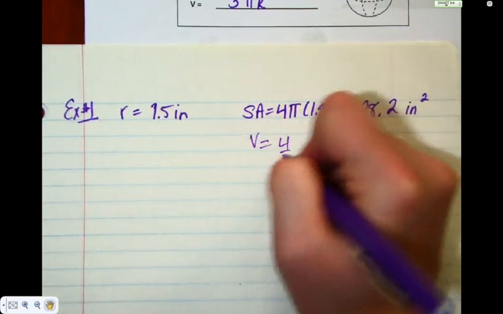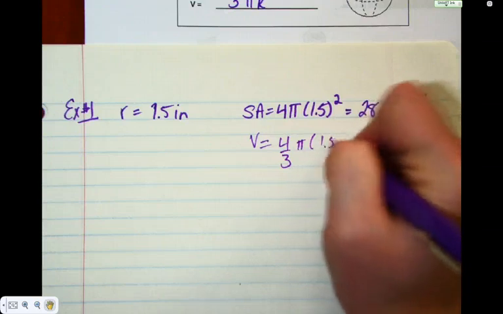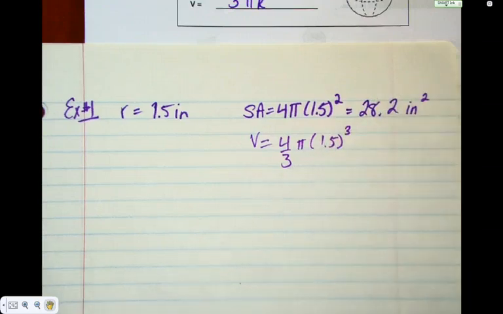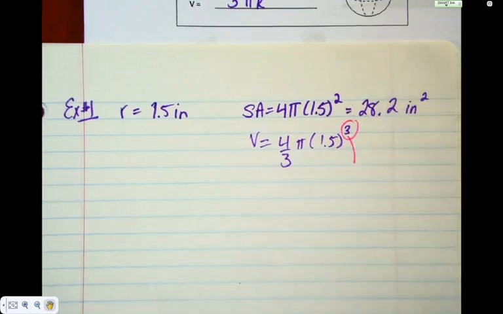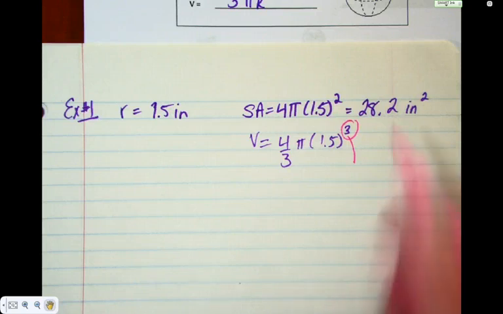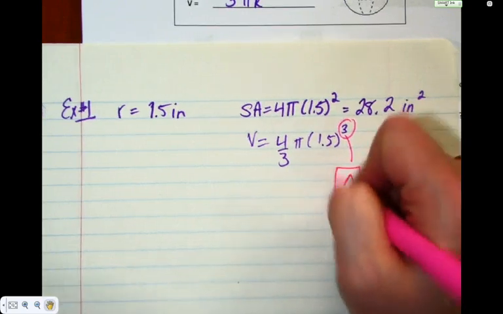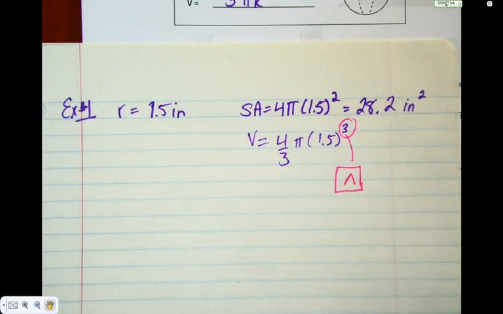Volume, same deal, 4/3 pi, subbing in the 1.5 and then putting the cubed. To get an exponent bigger than 2 on your calculator, you have to find the key that looks like this. His nickname is the hat key, but that's not really his real name. The real official scientific name, it's called a caret, like a carrot that you eat, like Bugs Bunny. So caret, hat, same thing. Anyone find it and can describe where it is?